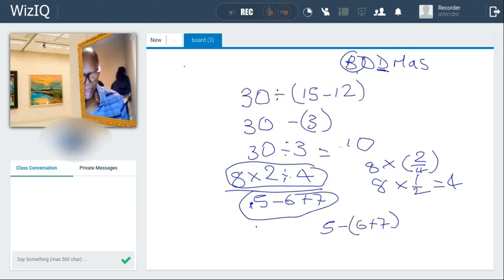So let's see what we're going to do here. Effectively, this is negative. This is the one which is subtracting. It's this and this, which is adding.